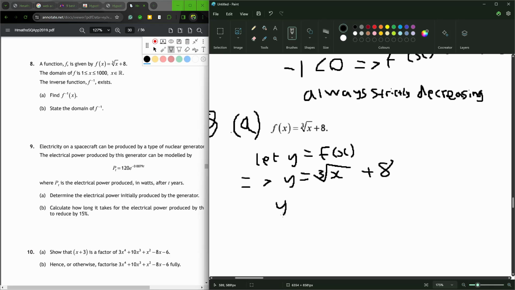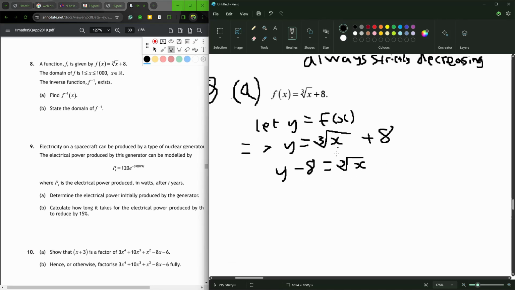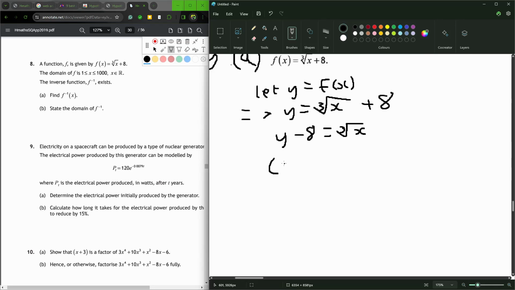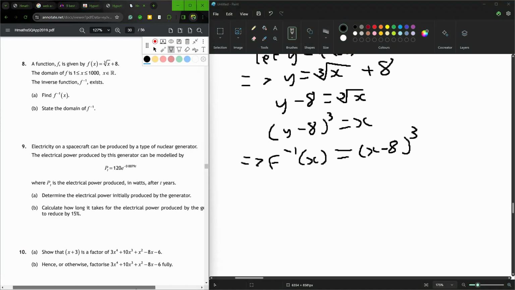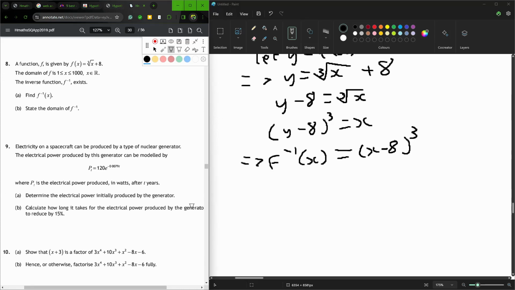Then we can rearrange this for x. So that means y minus 8 equals the cube root of x, and we're going to cube everything. So that means (y minus 8) cubed is x. Okay, so then we've got it rearranged, and then we just need to state that f inverse of x equals (x minus 8) cubed. Remember to put x here, not y. And there we go. So yeah, it's not too many marks. Oh, there is 3 marks, so that's fine.